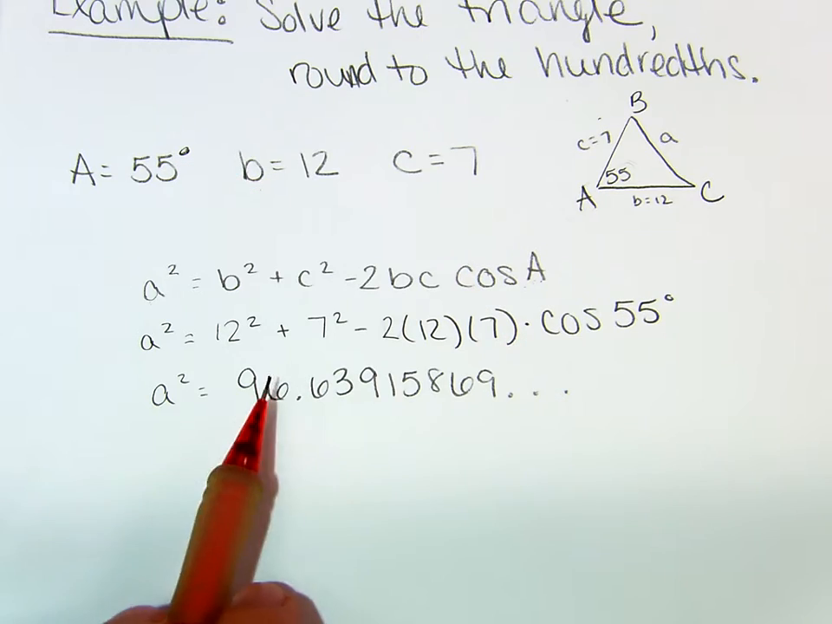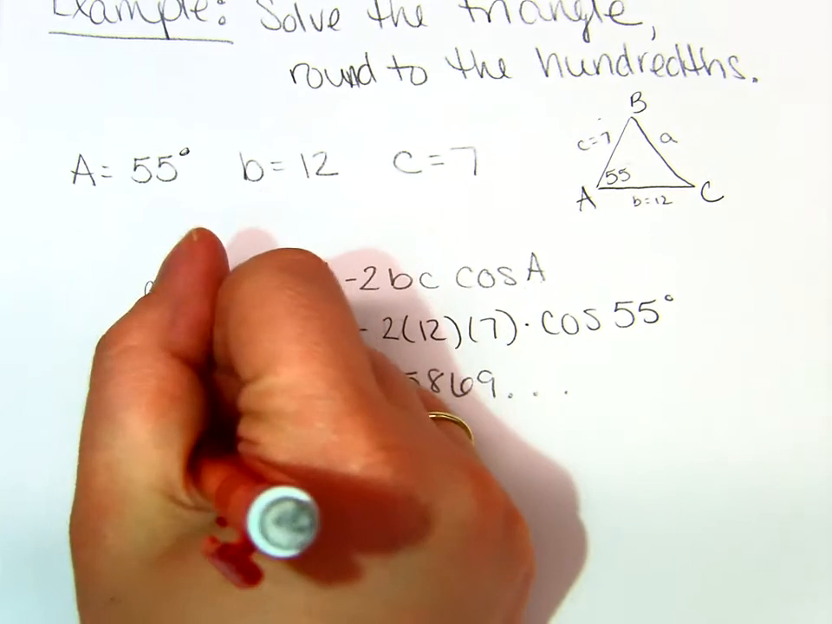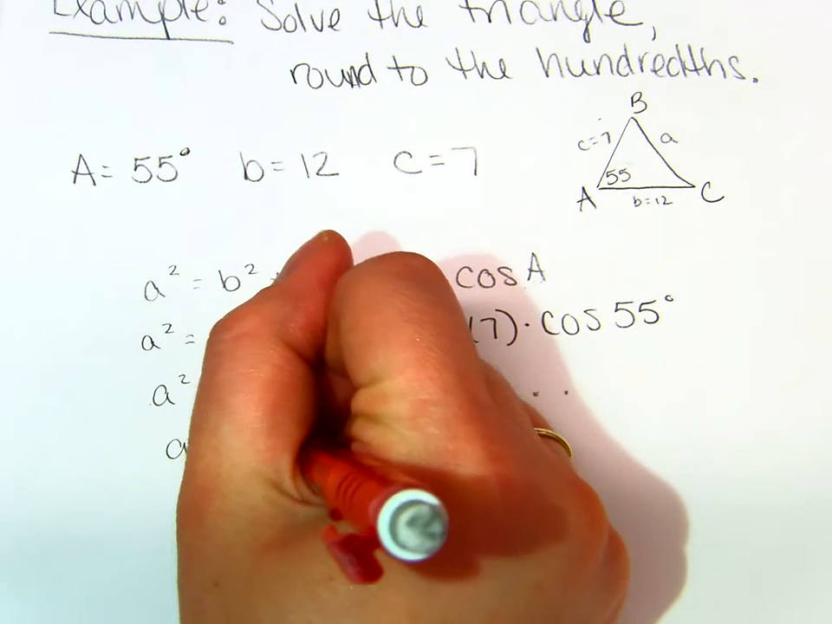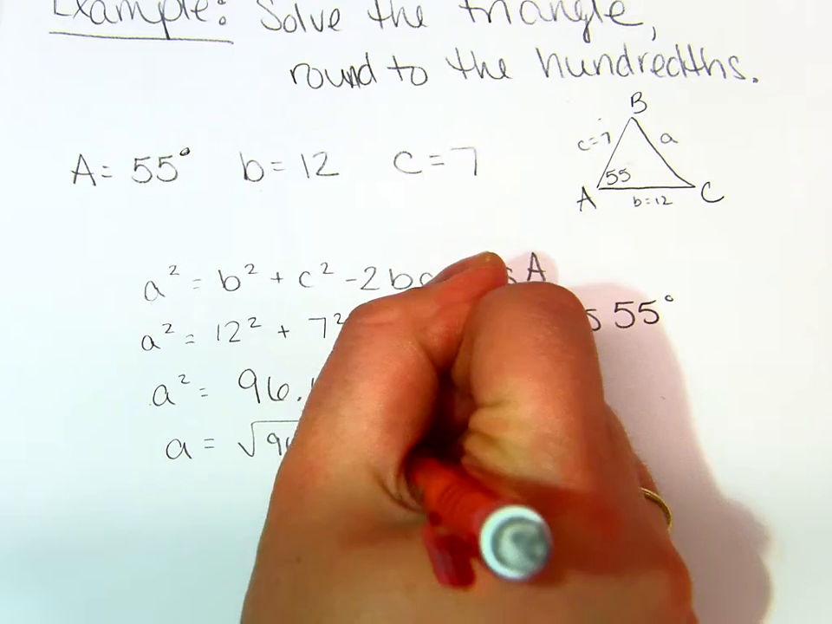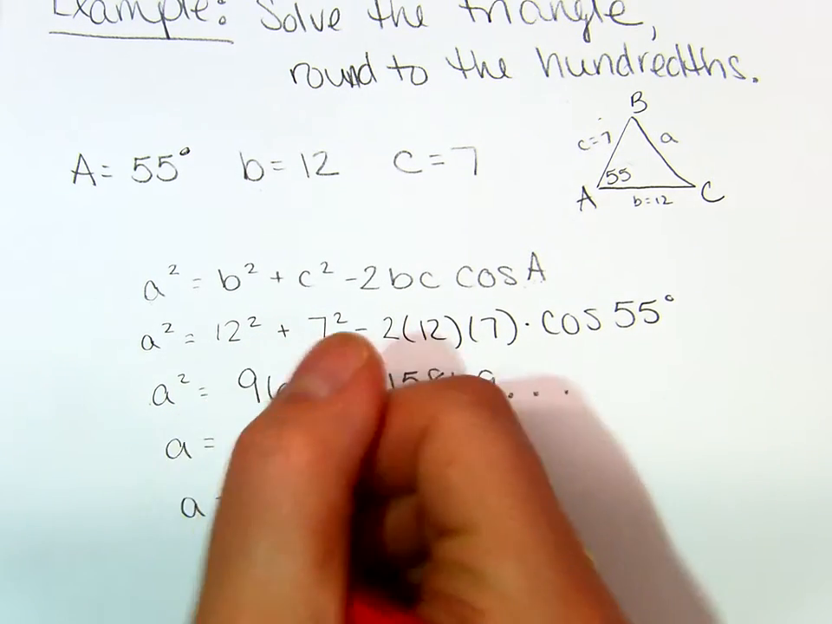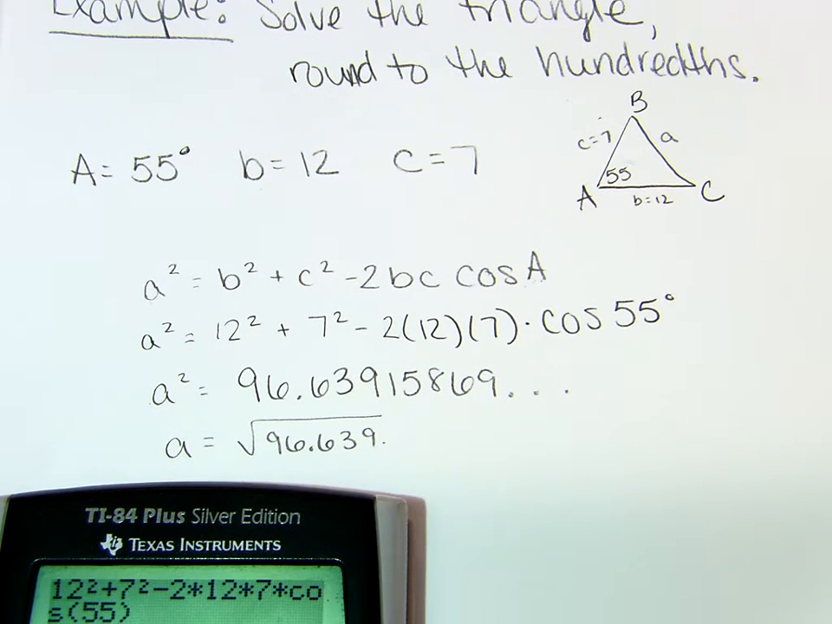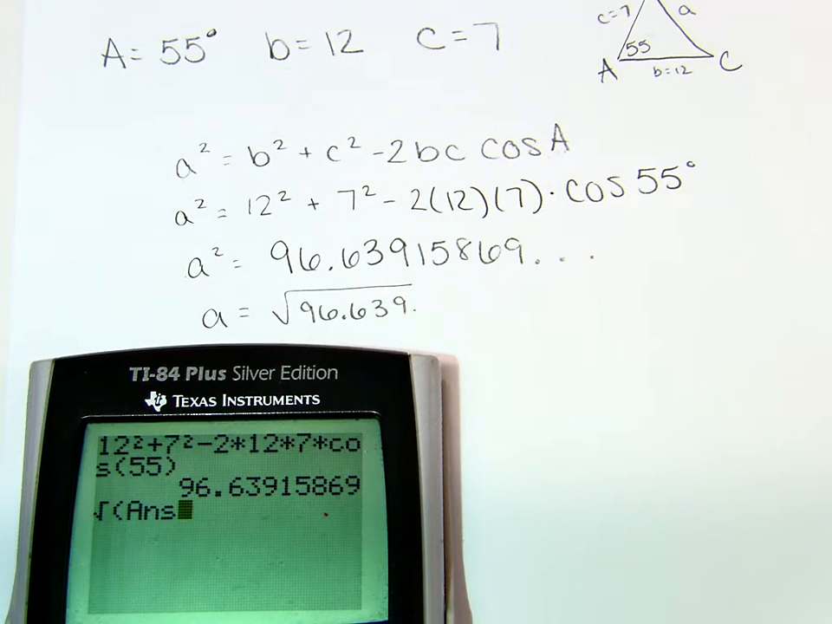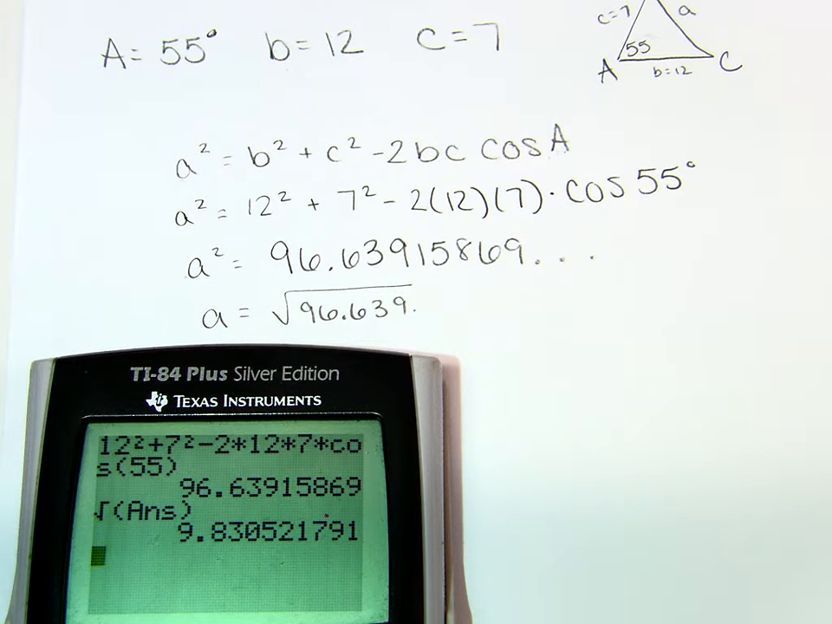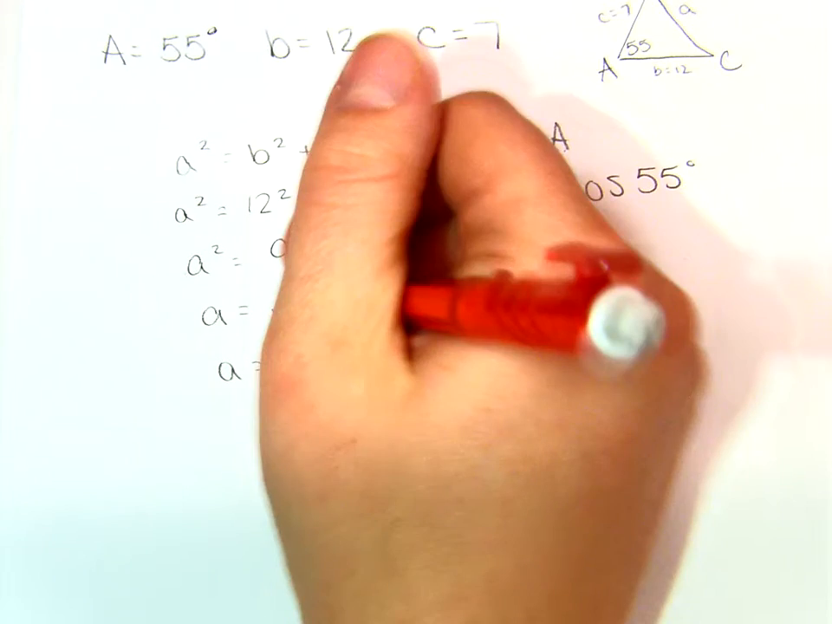So in order to get my a, I would have to square root both sides. So a is going to equal the square root of 96.639. And you want to make sure when you're taking the square root, you're taking the square root of your answer in your calculator rather than typing it in. You don't want to round anywhere, because that's going to change your answer slightly. When you round wrong or round too soon, you're going to get the wrong answer. So I'm going to round to the hundredth, so it would be 9.83 is my side A.